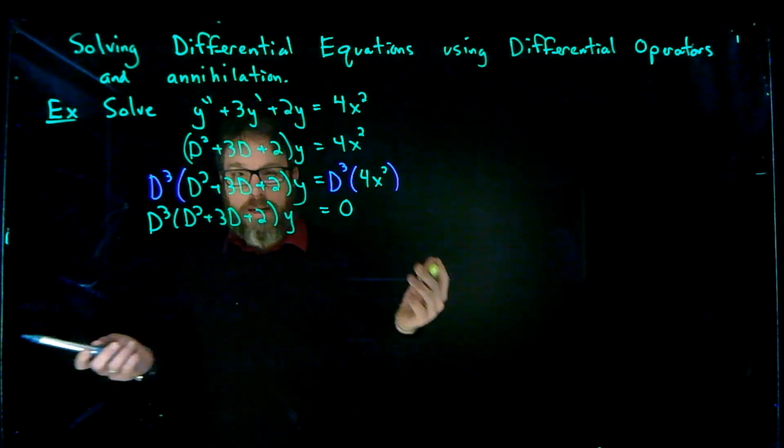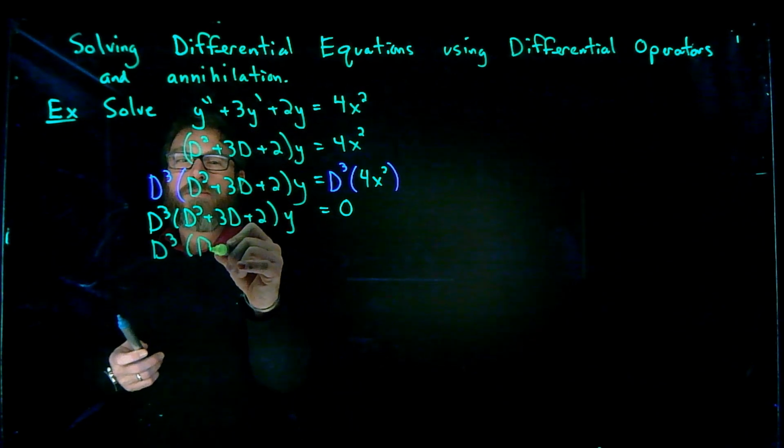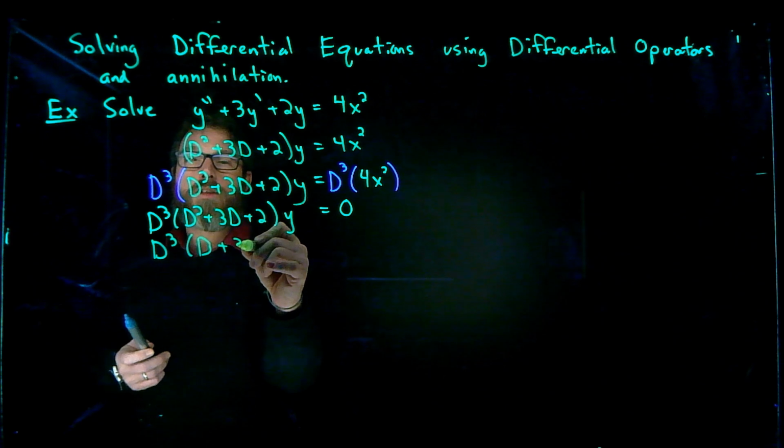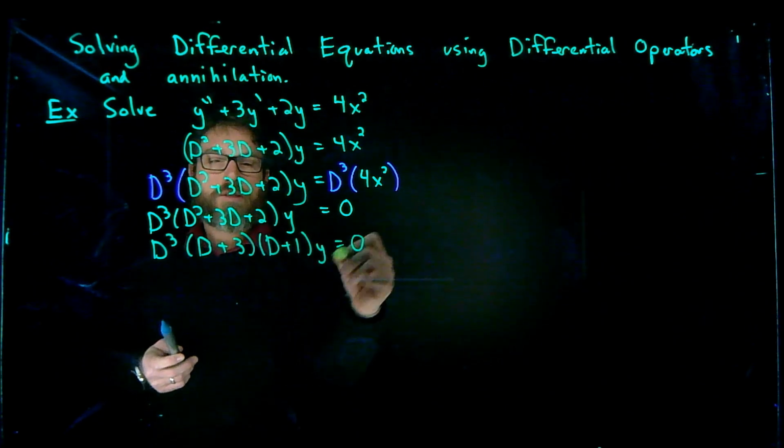And what I can do is factor this completely. So I'm going to get a D cubed, a D plus 2, and a D plus 1, y is equal to 0.